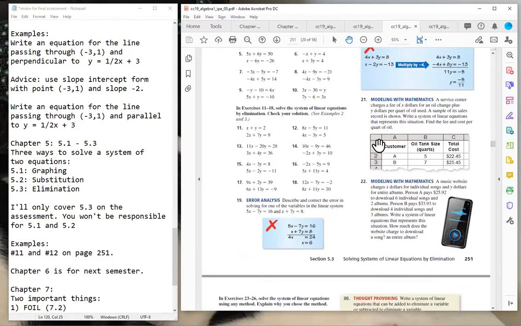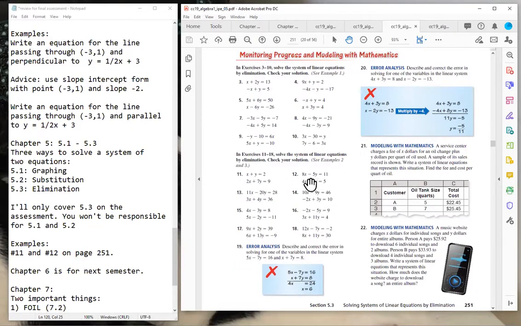So here's page 251, and there's 11 and 12. Solving by elimination is when you multiply one equation by a number and then add it to the other one. For number 11, I might multiply the first equation by -2 so I get opposite signs, -2x plus 2x. Then I add those two equations together and solve for y. Once I figure out y, I can plug back into the first equation and get x.